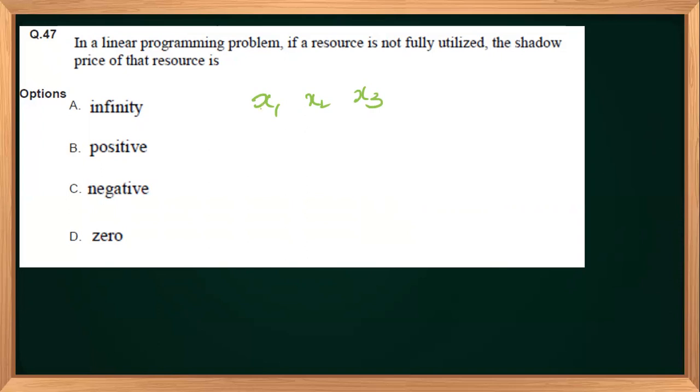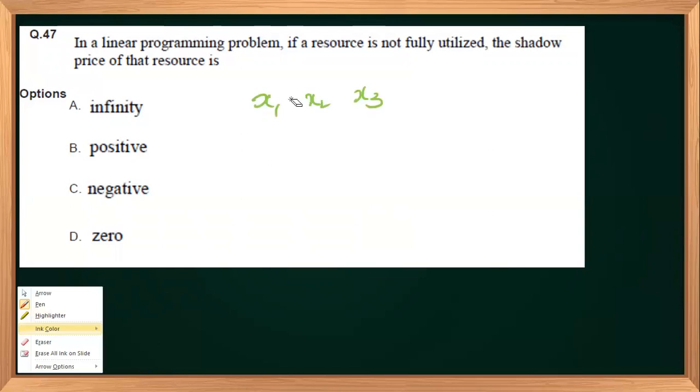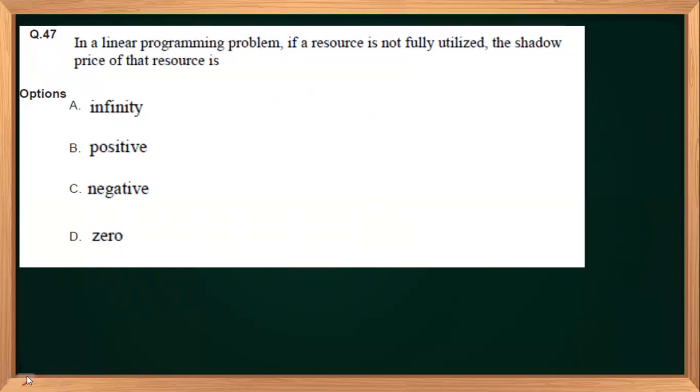So I'm sorry, X1, X2, X3 will be this thing, right? Suppose we have 3 resources and only 2 variables. Suppose it's a product mix problem, so we have only 2 variables. Suppose product 1 is there, product 2 is there. So X1 product is there, X2 product is there.